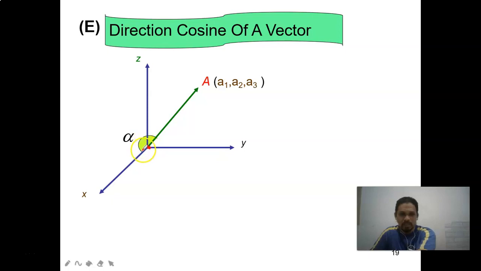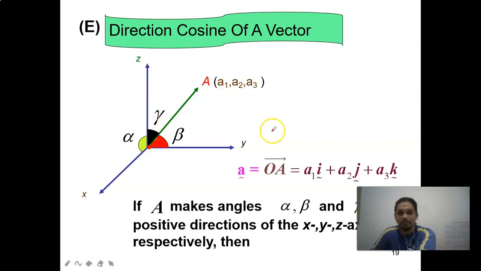Okay, this is what we call an angle from the x-axis to the vector OA, and beta represents the angle between the y-axis and the vector OA, and here gamma represents the angle between the z-axis and the line OA.